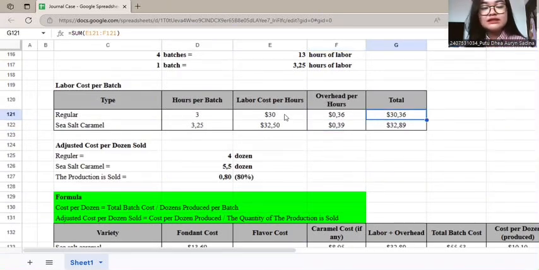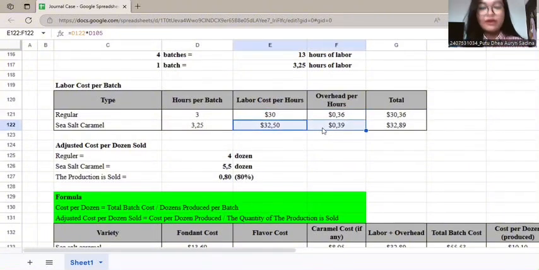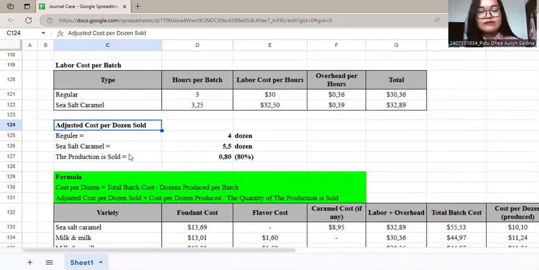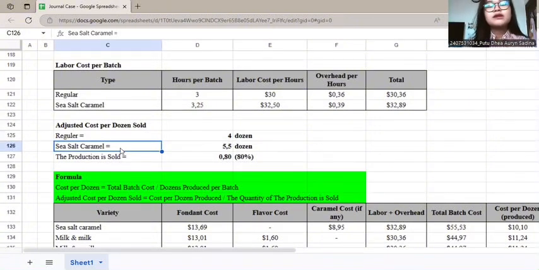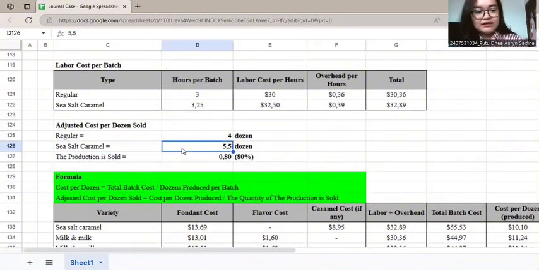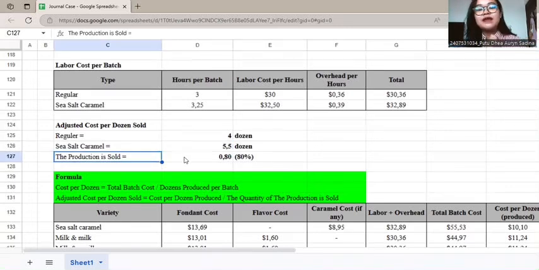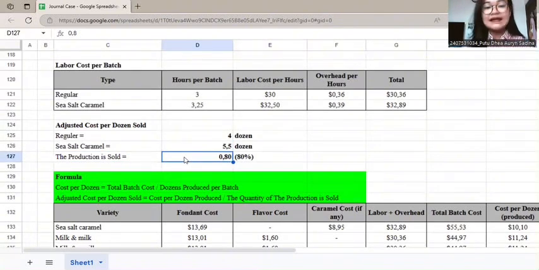For the total, we add these together for the regular and for the sea salt caramel. And there is an adjusted cost per dozen sold, because 20% is only for the samples. So the production that will be sold is the rest of it, 80% of the production. We already know the regular produces 4 dozen and the sea salt caramel produces 5.5 dozen. The share of production sold is 80%, equal to 0.80.